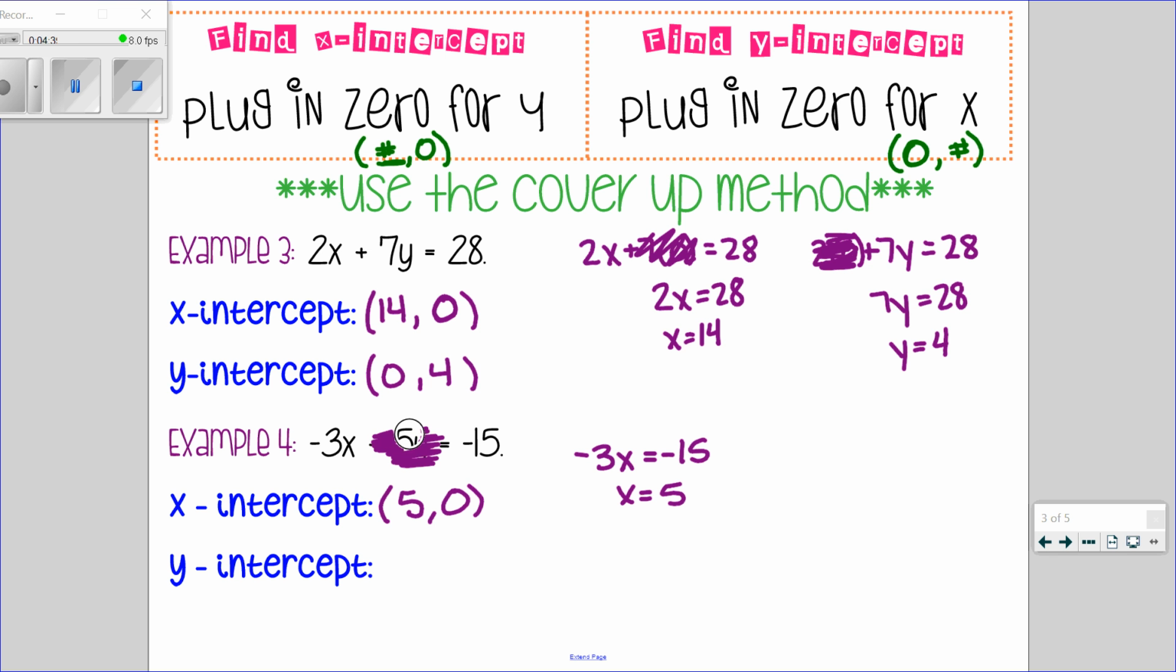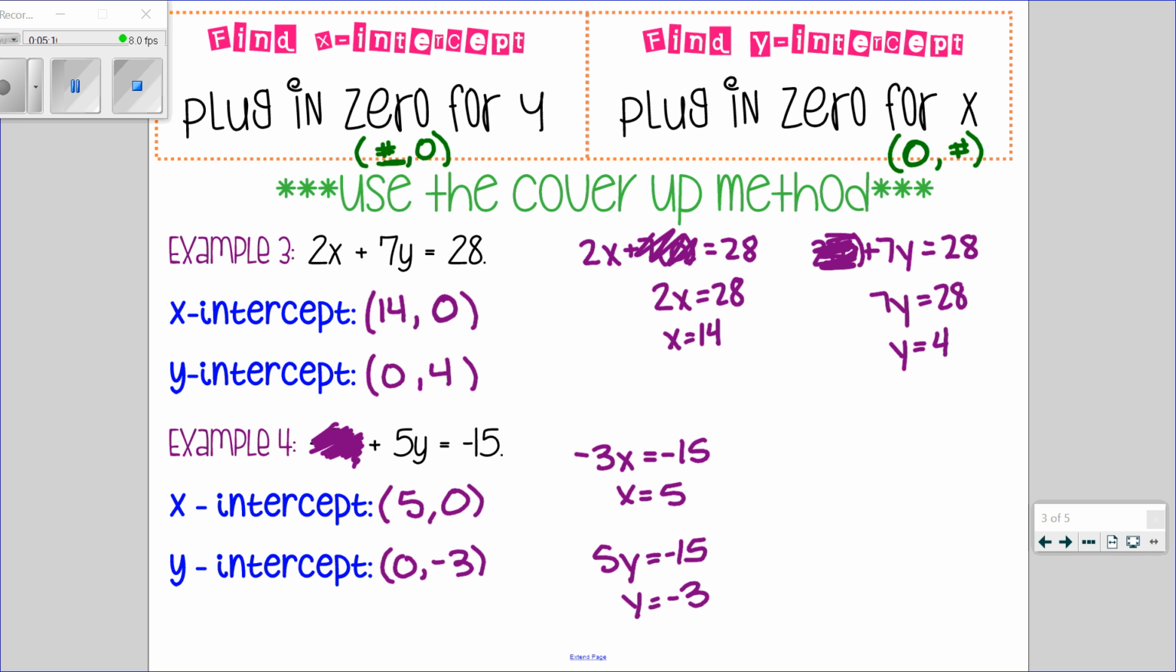The reason the cover-up method works is because, remember, when we plugged in 0 for y, that term just went away anyway. It's just a shorter way of plugging in 0 for y. So let's go ahead and do the y-intercept. We know the x value is going to be 0 because we're plugging in 0 for x, and we'll use the cover-up method where we just cover up the x value. So we have positive 5y equals negative 15. Then we end up with y equal to negative 3. So my y-intercept is (0, -3).